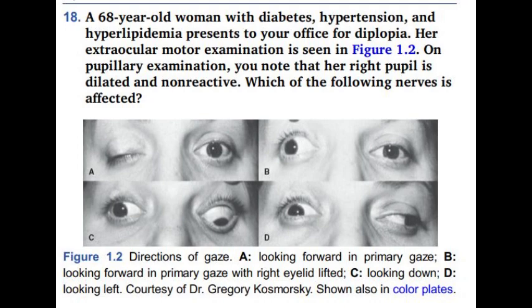The patient's left eye can move to the left, but the right eye is still fixed. So the medial rectus on the right is gone. The inferior rectus on the right is gone. This is pointing towards an oculomotor nerve lesion. Remember, lateral rectus is controlled by cranial nerve 6. Superior oblique is controlled by cranial nerve 4. And the others are controlled by cranial nerve 3, which is the oculomotor nerve. So this looks very much like an oculomotor nerve lesion.